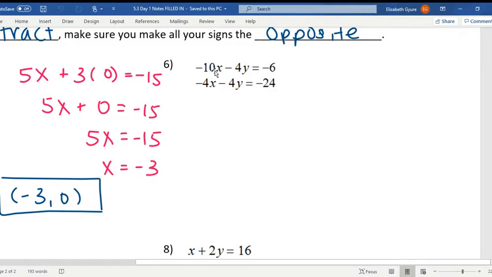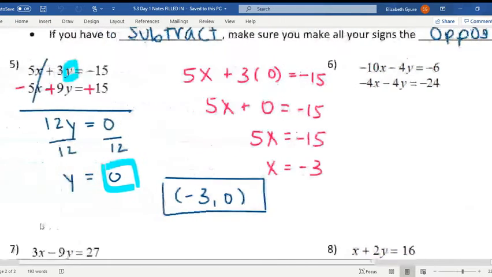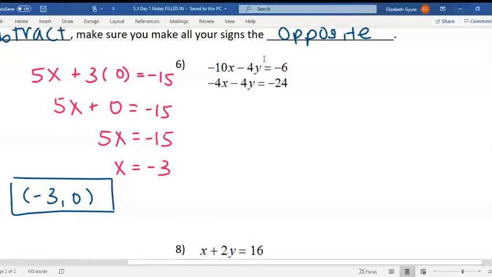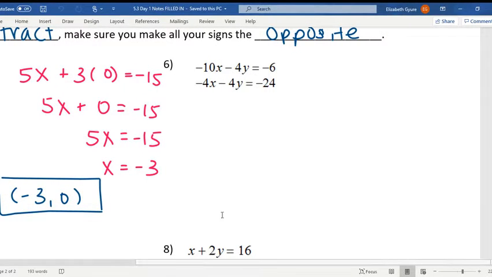We have the equation -10x minus 4y equals -6, and -4x minus 4y equals -24. Now, a -10x and a -4x will not cancel. And a -4y and a -4y also won't cancel, but if you had a -4y and a +4y, it would cancel. This is like the one we did right at the end of class, where it wouldn't quite cancel the way it was written, but if we subtracted, it would work. So this is one of the ones where we have a 4y and a 4y, but our signs don't quite look the way we want.